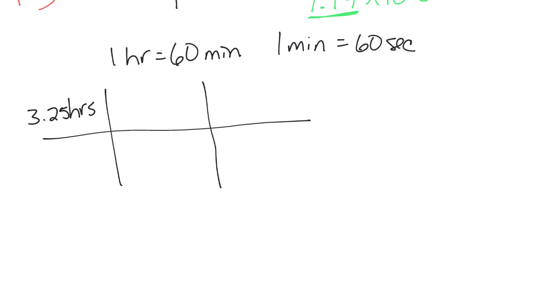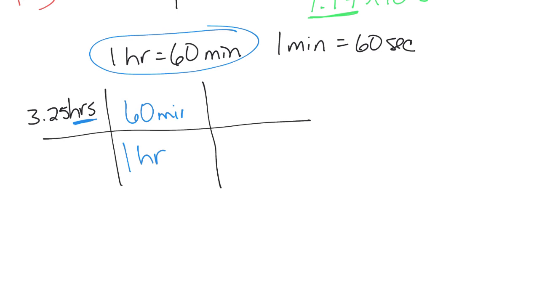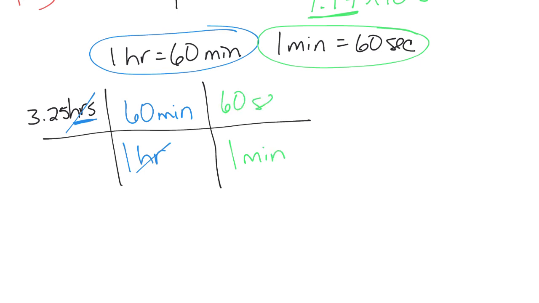So I'm just going to put a line here. Which one we're going to do first and which one we're going to do second. Well, we're going to do the one with the hours in it first, which is this one. So I'm going to put 1 hour is 60 minutes. Okay, we got that one down. Now we have minutes. So now we're going to choose the one with minutes. So we're going to do this one second. So 1 minute is 60 seconds.